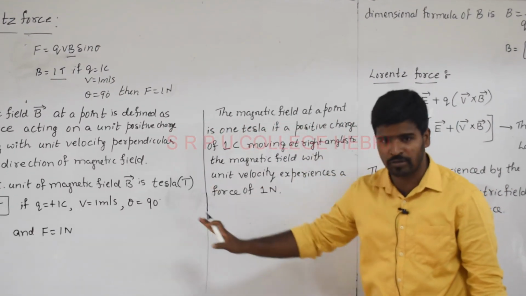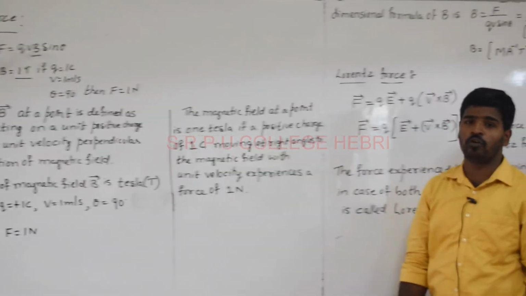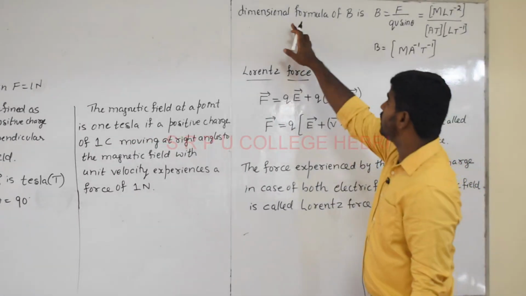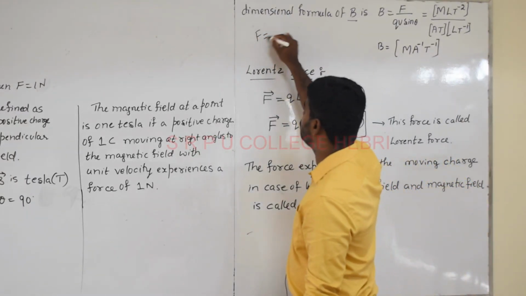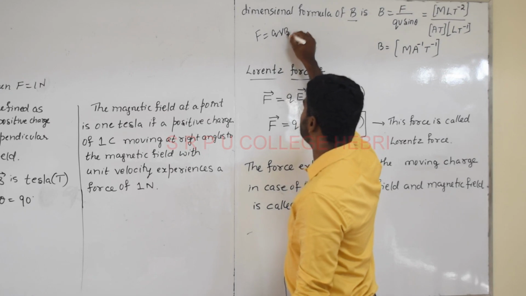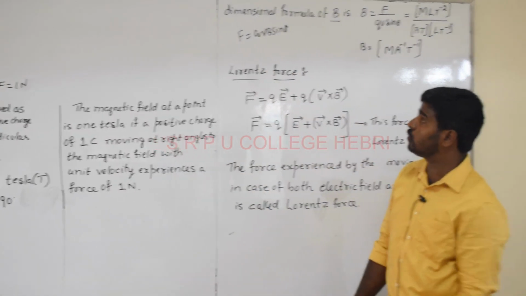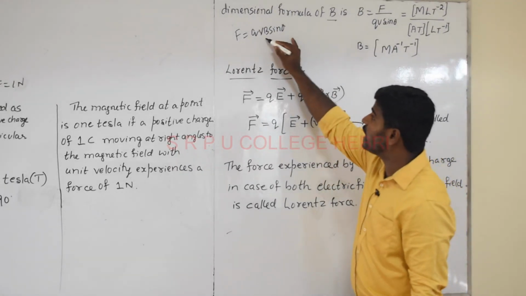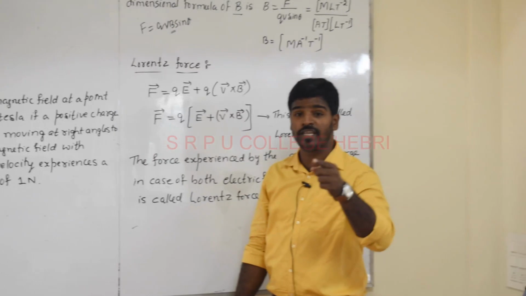I assume you have understood these concepts. Next we will move to the dimensional formula for the magnetic field. See here, the dimensional formula for the magnetic field according to the equation F is equal to QVB sin theta. According to the equation F is equal to QVB sin theta, we have to write the dimensional formula for the magnetic field. That is the reason why we have to rearrange the equation.